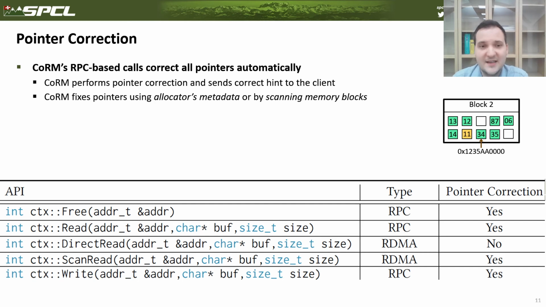But this metadata is only accessible by a local thread. The second strategy is to actually just directly scan the whole memory block and find the object in linear time.